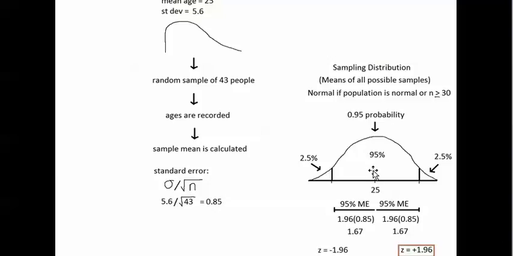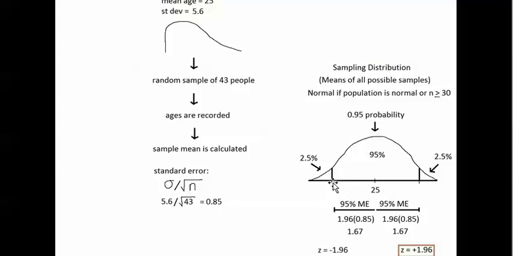So the distance from the population mean to this boundary is 1.67, and the distance from the population mean to this boundary is also 1.67. This result is telling us that the sample mean has a 0.95 probability of falling within 1.67 of the population mean. In other words, the sample mean has a 0.95 probability of falling somewhere between 1.67 below the population mean and 1.67 above the population mean.